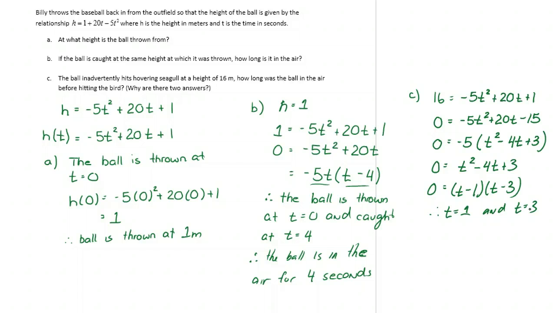So why are there two answers? Well, this is because t = 1 is when it hits the seagull on the way up, and t = 3 is when it hits the seagull on the way down. Remember, it could hit it on either route.